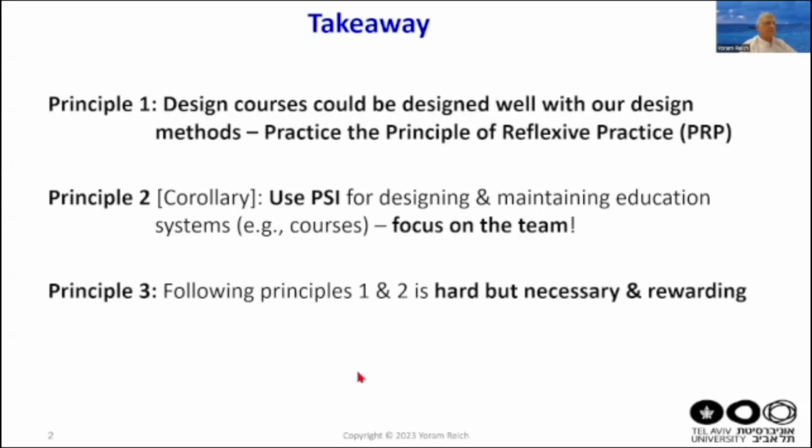The second principle is to use PSI for designing and maintaining education. PSI, which I'll mention in a second also, is a tool that Sab and I developed. And the main thing that I want to stress in this presentation in relation to PSI is focus on the team. And principle 3 is that following the first and second principle is hard but necessary, and finally it's rewarding.